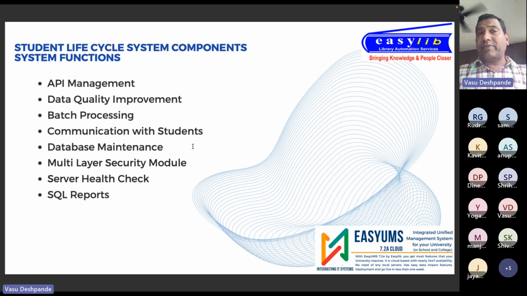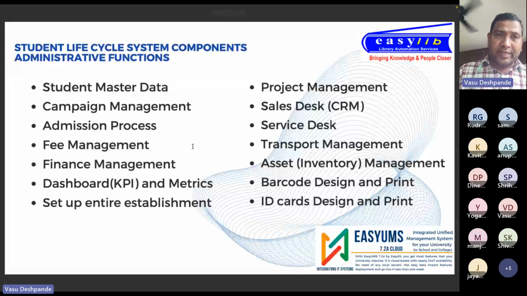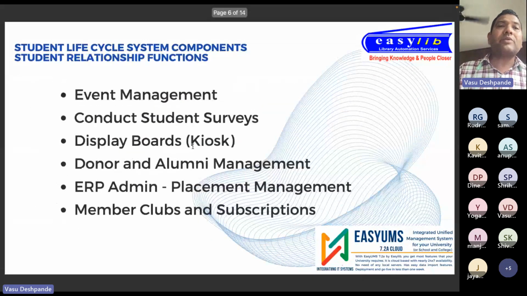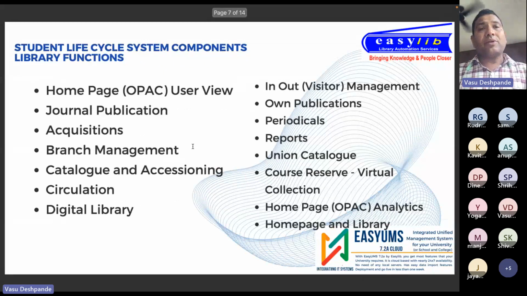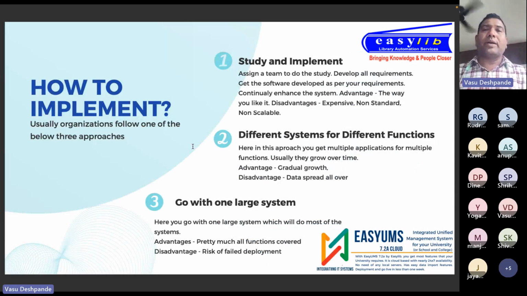So in the last 5 slides, what we covered was the key components of a student lifecycle system. The first one was administrative functions. The second one was the academic functions. The third one was the student relationship. The fourth one was the knowledge management of the library system. The fifth one was the system functions. For a thorough system, you need to have all the 5 components within your student lifecycle management system. Okay.